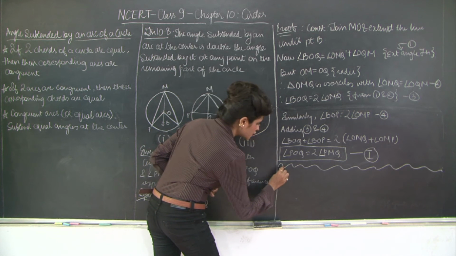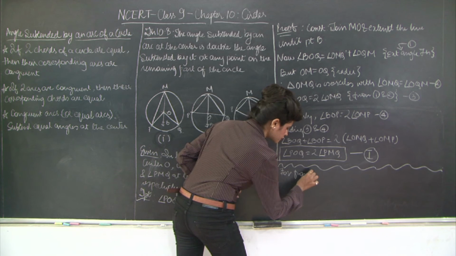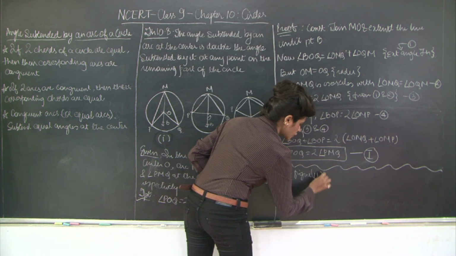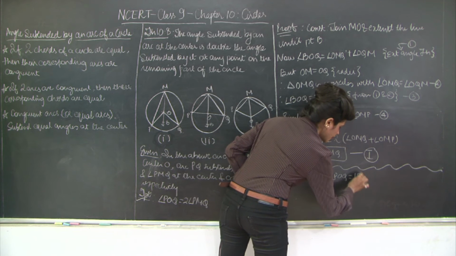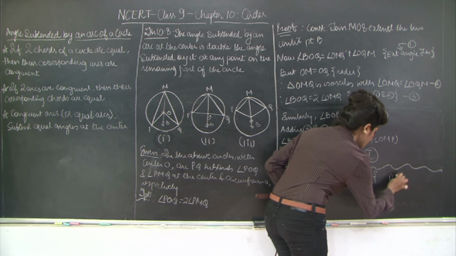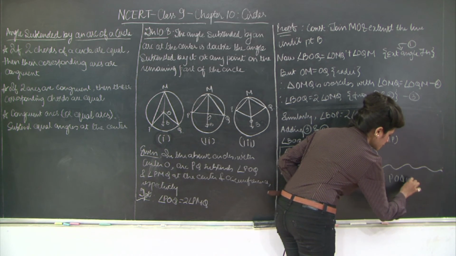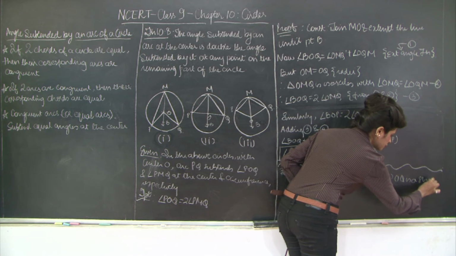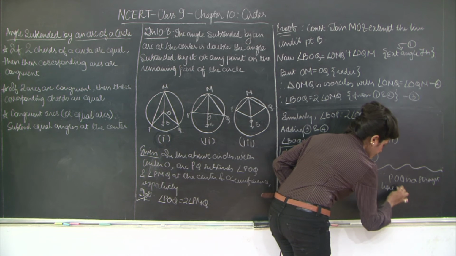So for figure 2, what do I have? Angle POQ is equal to 180 degrees, since POQ is the diameter, is a straight line and diameter.